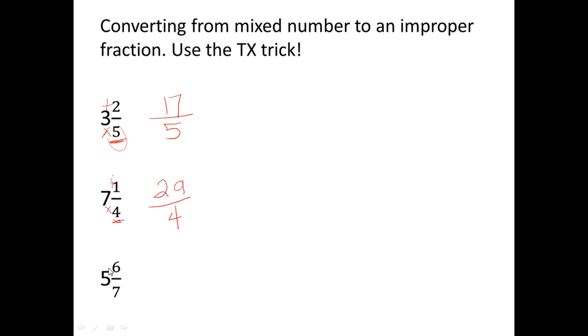All right, Texas trick here. 7 times 5, 35, plus 6, 41, and your groups are 7, so it becomes 41/7. Okay, I've got an important message here. Breaking news. Okay, 3 and 2/5 is equal to 17/5. They are not different. They mean the exact same thing.